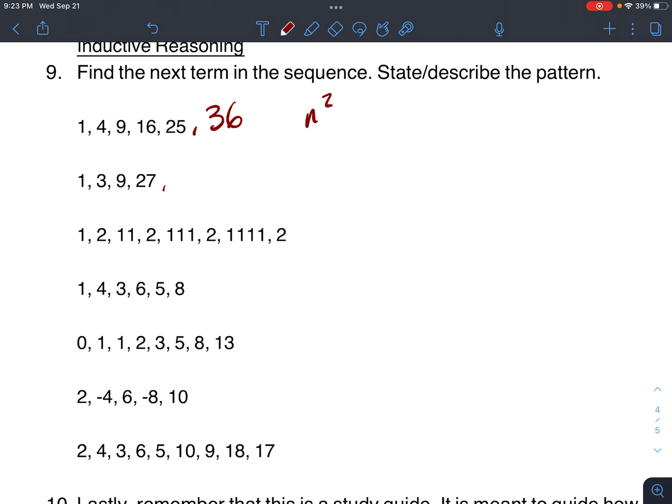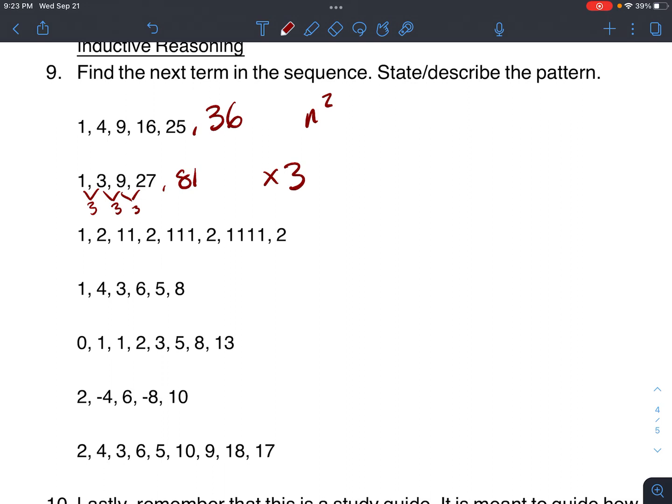This one, I noticed 3, 9, 27. I know those are all factors of 3. Okay, so we're just multiplying by 3. So our next term is going to be 81. So we're just times 3 everything.